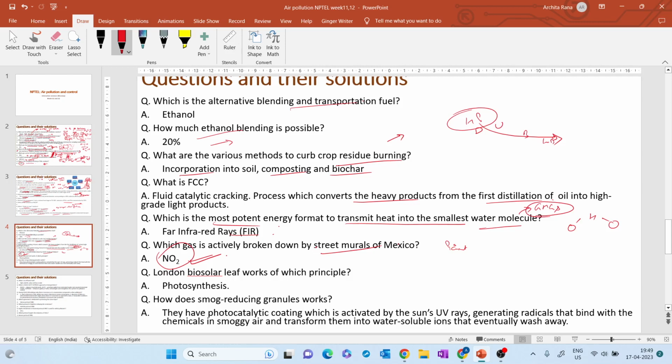Another is the biosolar leaf, which is used in London.